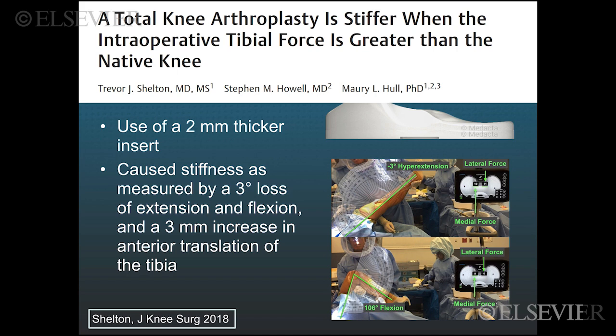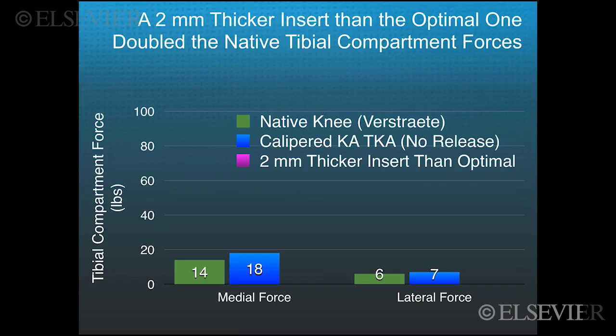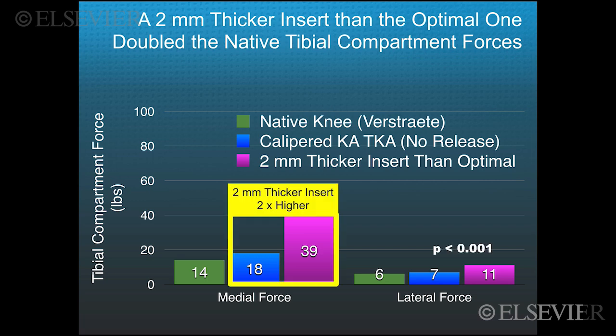They can't straighten and bend the knee as much, and it's tight when they flex the knee. So a 2 millimeter thicker insert. How much do you think this causes an increase in force? So if we go back and we plot now the native knee in green, the ideal or optimal insert in the calipered kinematically aligned TKA with no ligament release, and now in magenta we put a 2 millimeter thicker insert in, you can see that it doubles the medial force and almost doubles the lateral force. So you have to be careful. A 2 millimeter thicker insert than optimal can cause a large increase in force, creating stiffness, loss of flexion, and extension. Now, how does this play out with mechanical alignment?